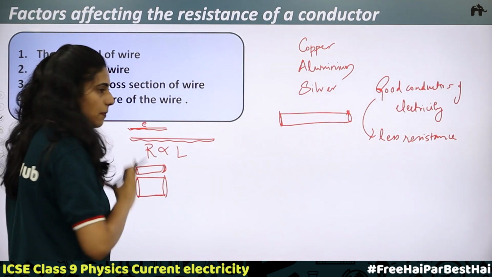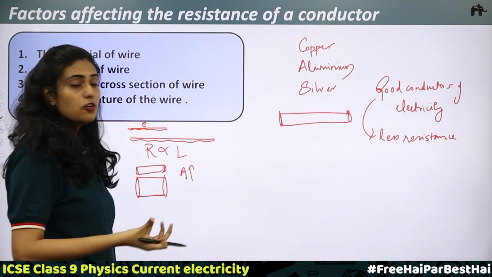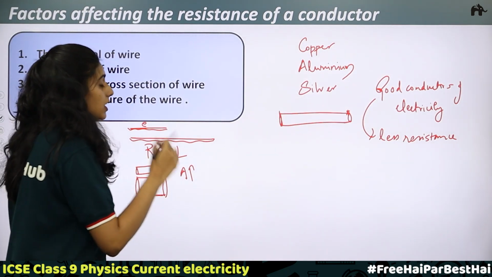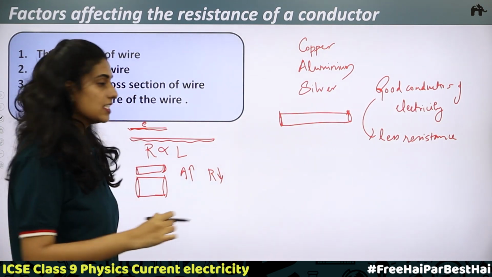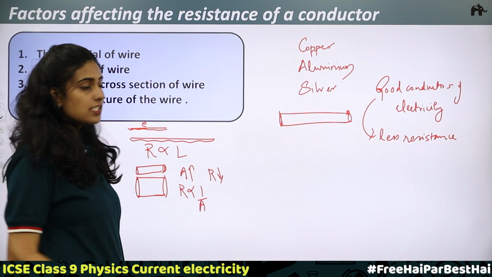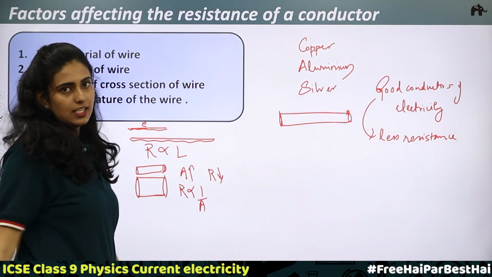So what happens is, when the area of cross section increases, the number of collisions with the positive ions will decrease. Therefore the resistance will also decrease. So area of cross section and resistance are inversely proportional. When area of cross section increases, resistance decreases. When area of cross section decreases, resistance increases.